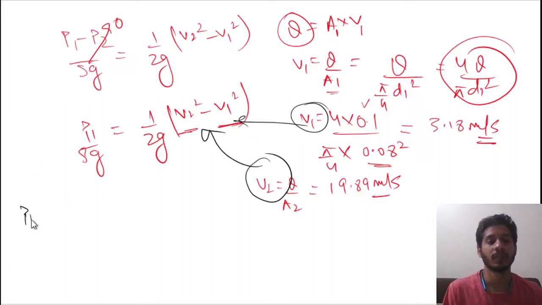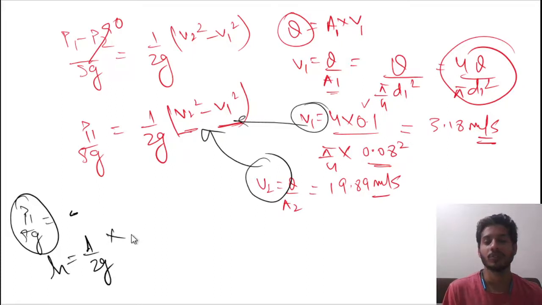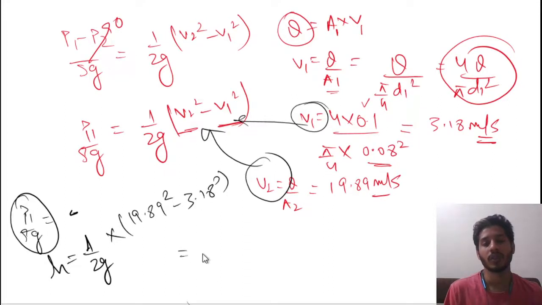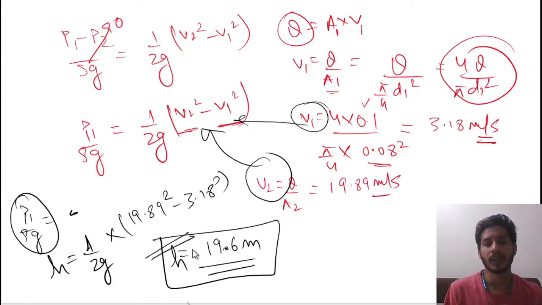Then P1 upon rho g, which is basically height, is equal to 1 upon 2g times V2 square, that is 19.89 square minus 3.18 square. So the height comes out to be 19.6 meter. So this is the value of height, and the Gate has given the range of the value.